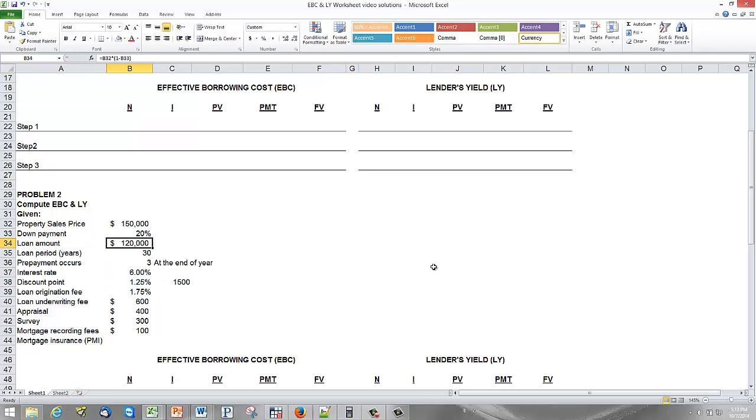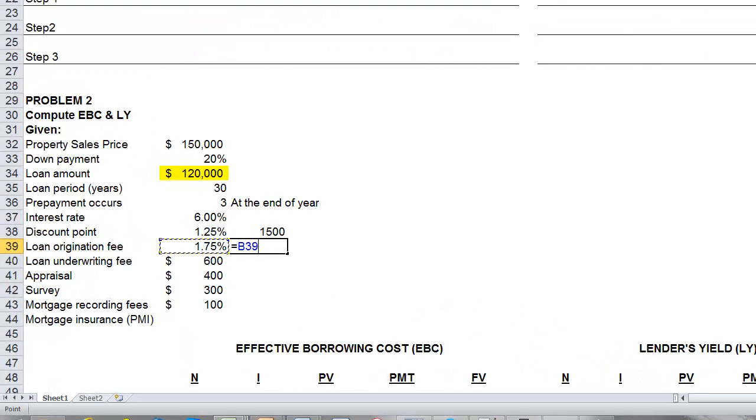I'm going to go ahead and maybe highlight this in yellow to signify that's the one we're interested in. The loan origination fee is a percentage of the loan amount, and then here's the lender's underwriting fee. So lender's fees, we might go ahead and sum those up. Lender fees is going to be equal to the discount point, the origination fee, and the underwriting fee. It does not include mortgage recording fees because those are county taxes just to record the mortgage document. Okay, so those are lender fees.